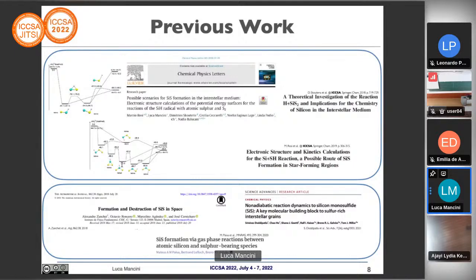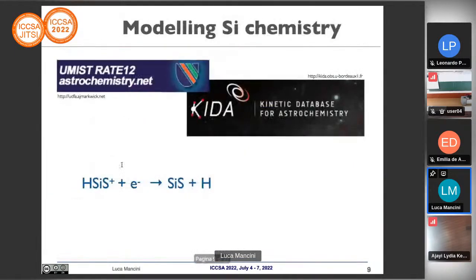Despite the huge effort and the different hypotheses and hypothetical mechanisms which have been proposed in order to form these interesting molecules, the two main astrochemical databases, namely the UMIST database and the KIDA database, which are the two databases used to model the chemistry of the interstellar medium, report as the only reaction, or as the most important reaction for the formation of SiS, the electron-ion recombination starting from the HSiS+ cation.